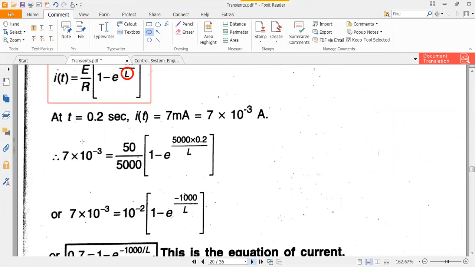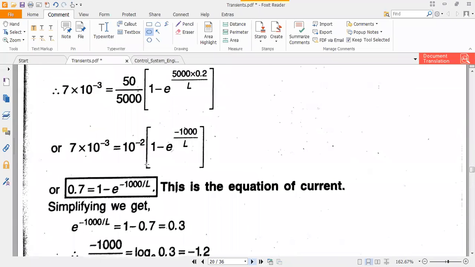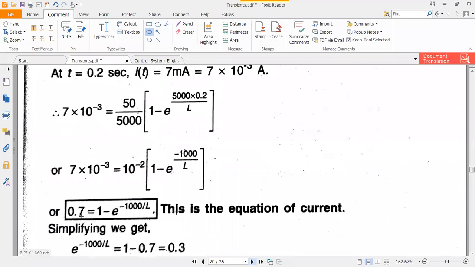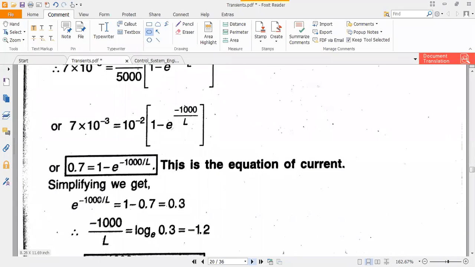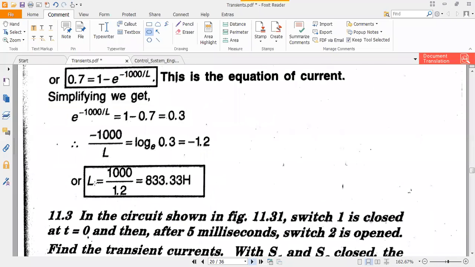See here, they have substituted the I value, E value, R value and also the t value. Then if you simplify this equation, you got 0.7 is equal to 1 minus e to the power of minus 1000 by L. This is the equation of the current, and if you simplify it further, you will get the L value, which is 833.33 Henry.